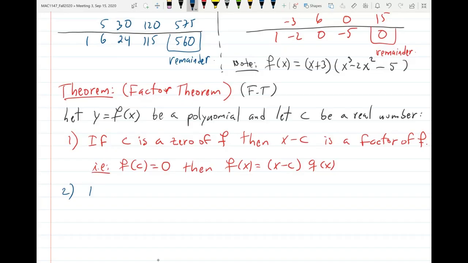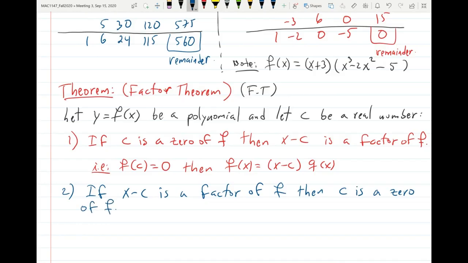But this is obvious, right? If x minus c is a factor of f, then of course c is a 0 of f. And this is clear because if you look at this expression, that's what it means to say that x minus c is a factor. Then of course if you plug in c into the function, you're going to get 0 because x minus c will give you 0 and the q doesn't matter. So you of course are going to get that f of c will be equal to 0. Okay. So number 2 is straightforward.